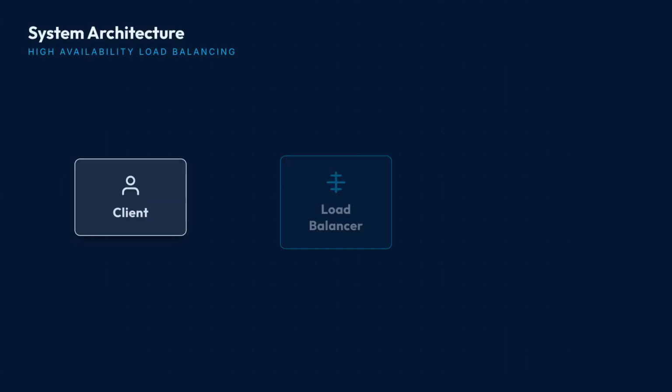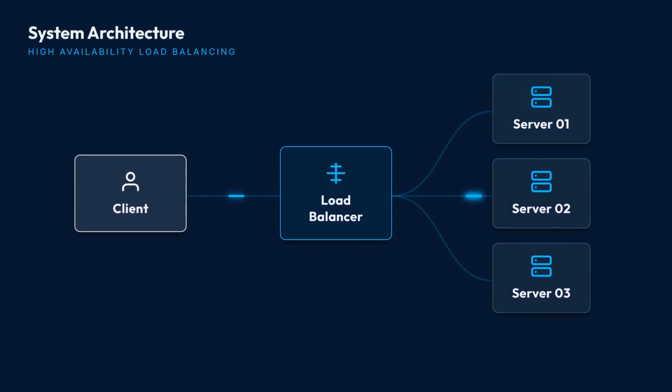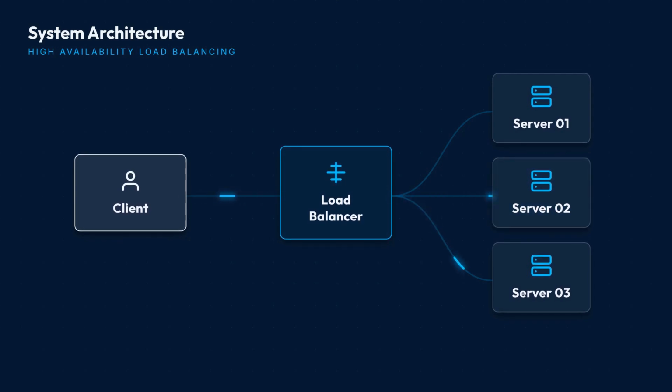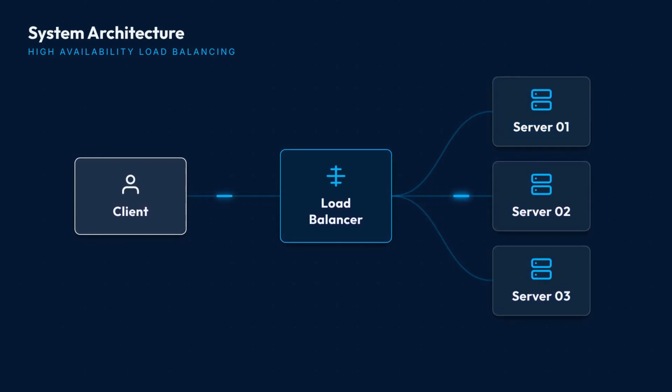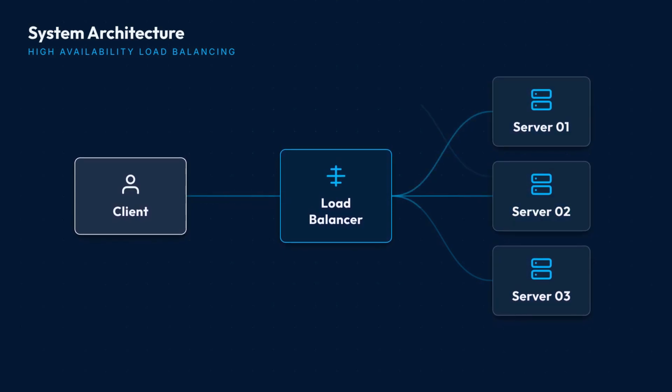As you see here, the clients never talk to the backend servers directly. They only know the load balancer's address. This separation gives us three core benefits: high availability, because there's no single point of failure; scalability, as we can add servers on the fly; and improved performance, since no single server is overwhelmed.